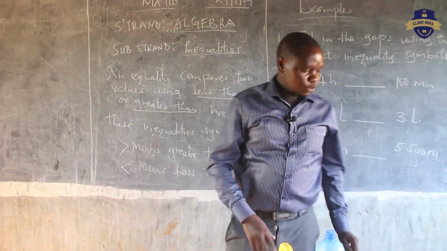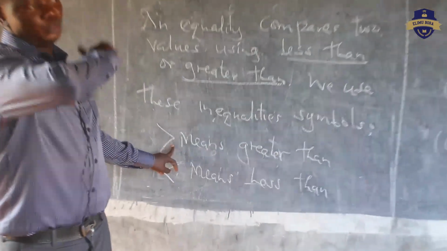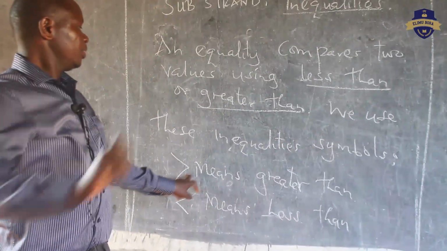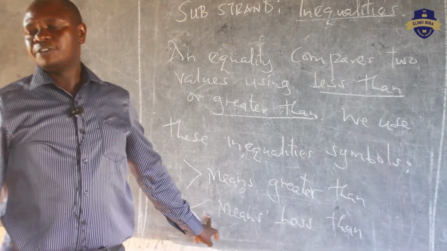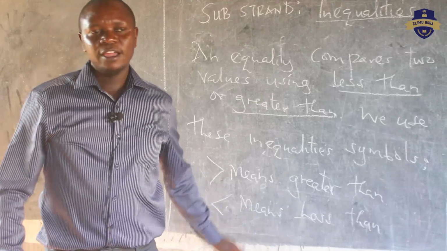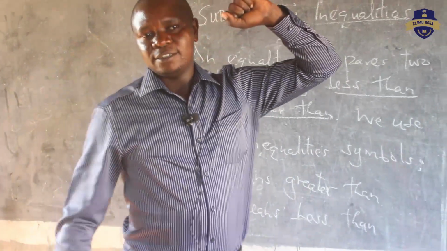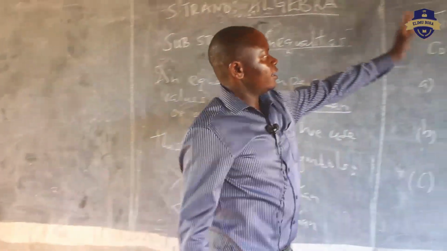Tumeelewana? So that's why we have here this one. The arrow points what? Towards the right hand side. Itakuwa greater than. But when the arrow points the left hand side, inakuwa nini? Less than. Tumeelewana? Ukiona left hand? Right hand? Good.